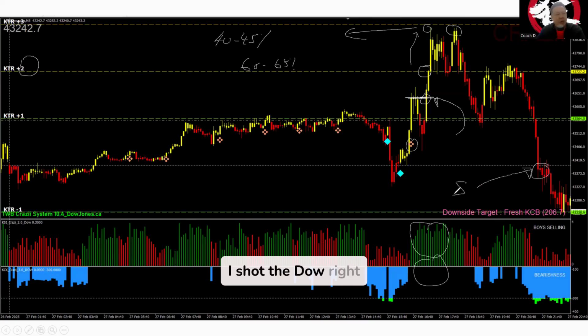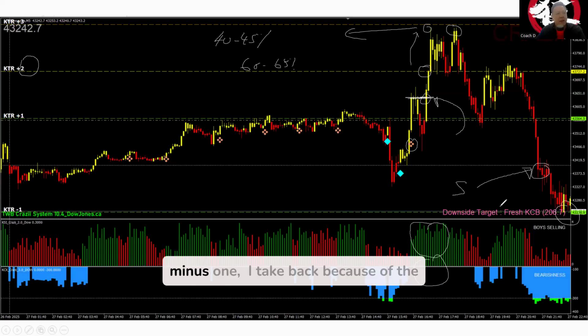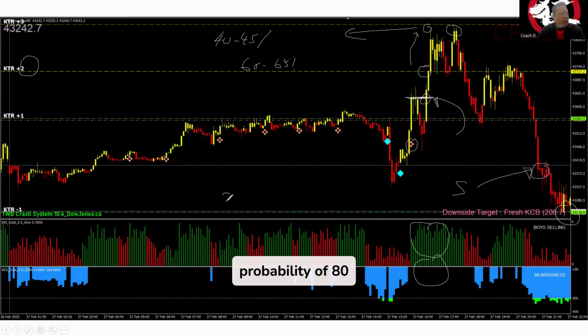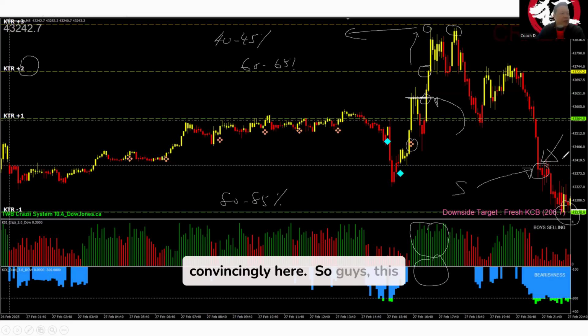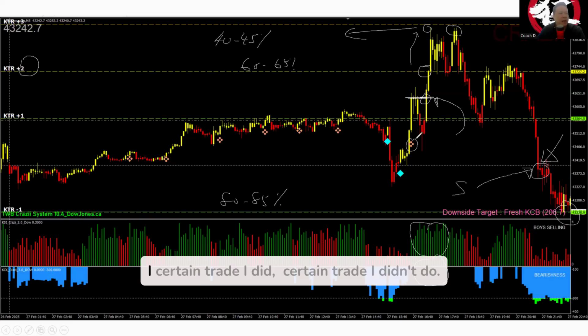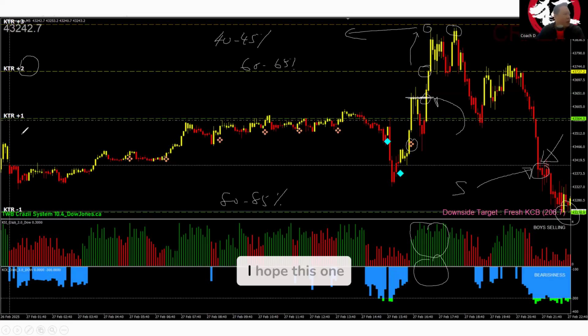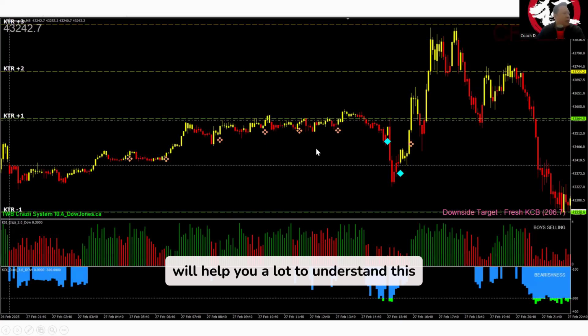I shorted the Dow right here, and at KTR -1 I took profit, because there is a probability of 80 to 85% that the market will hit KTR -1 after it breaks the OP convincingly here. So guys, this is the difference between why I did certain trades and didn't do certain others. I hope this will help you understand this better.